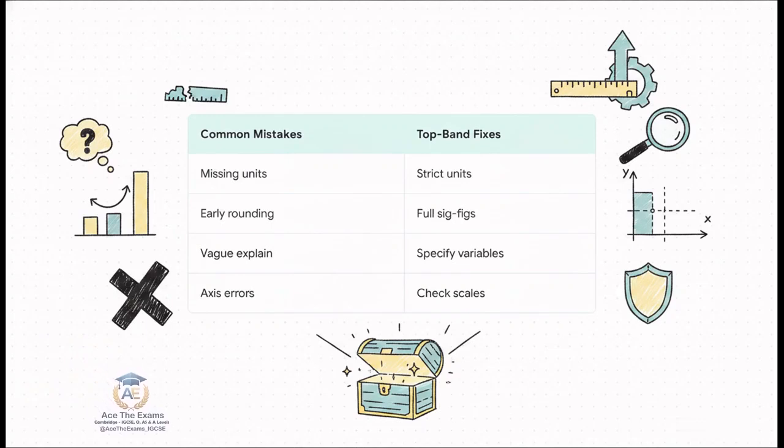But don't worry, on the other side are your immediate top-band fixes. Always use strict units. Keep full significant figures in your calculator until the very final step. Specify your variables clearly, independent versus dependent, and meticulously check your graph scales. Take a mental screenshot of this because it's pure gold for your revision.